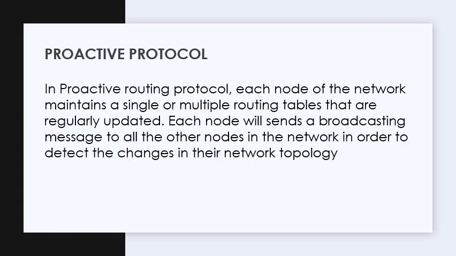Both protocols are based on routing information update and are used for sending data to the destination from the host. So what are proactive protocols? In a proactive routing protocol, each node of the network maintains a single or multiple routing tables that are regularly updated. Each node will send a broadcast message to all the other nodes in the network in order to detect changes in the network topology. So a proactive network is table driven, and in this each node maintains a routing table.